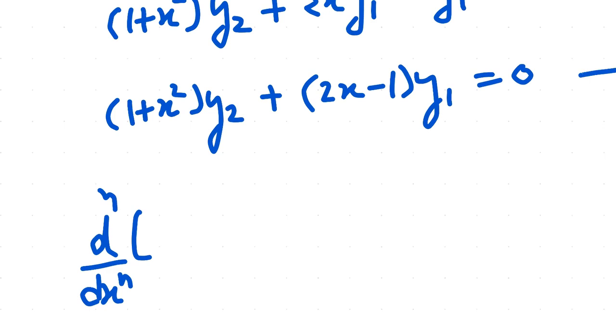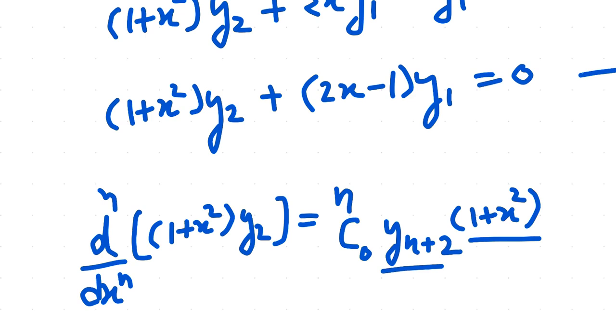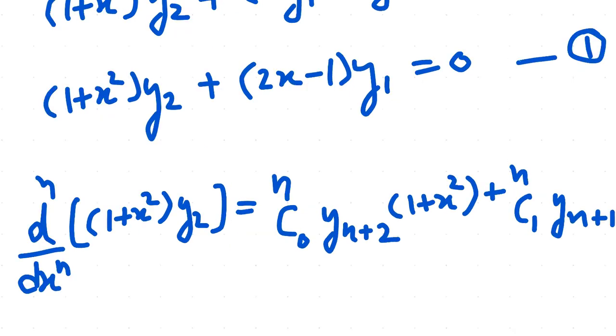Take 1 plus x square as v, because its derivative will become 0 soon, and y2 as u. So nc0, and because we have differentiated y2 two times, differentiating n times will give yn plus 2, into 1 plus x square. Why? Because it is the nth order derivative of u, into v. Plus nc1 times y n plus 1, because in the next step we take the n minus 1th order derivative, having already differentiated two times, so we get n plus 1.